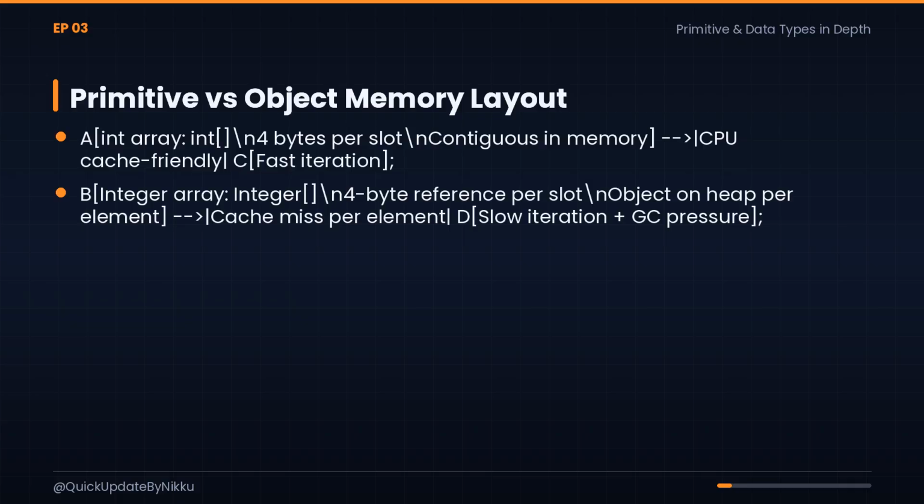A primitive int array stores its values contiguously in memory, so the CPU can stream through them in a single cache line fetch. An Integer array stores references, each pointing to a separate heap object. Every element access risks a cache miss, and every object eventually needs to be collected. The performance difference on tight loops can be an order of magnitude.